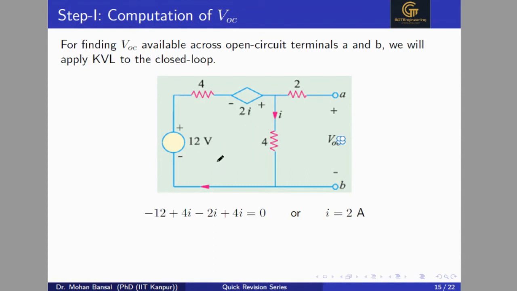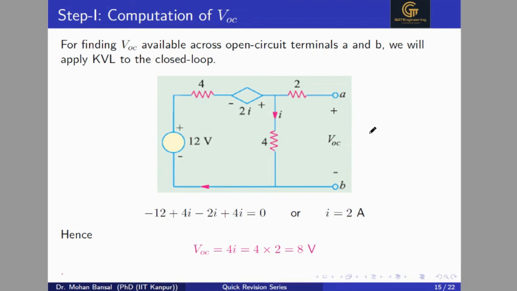After applying the KVL, you will get the value of I, which is the current flowing in this loop, which is equal to 2 ampere. And this is the 2 ohm resistance which is open, so current in this branch will be 0. So voltage across the 4 ohm resistance is nothing but the VOC. So VOC will be 4 into 2, that is 8 volt.